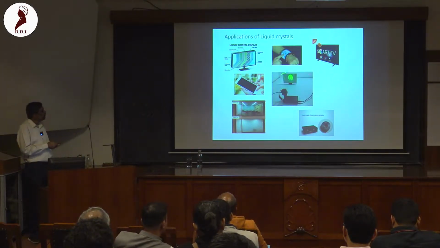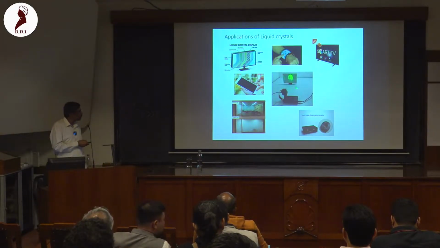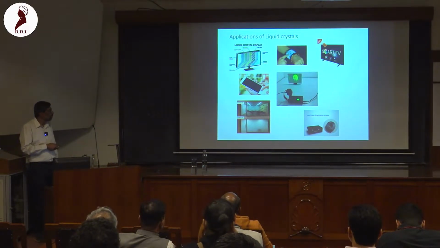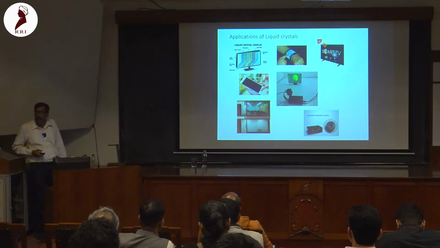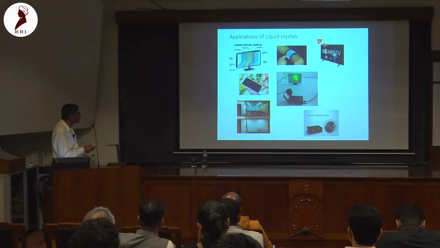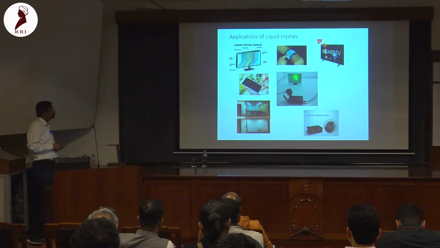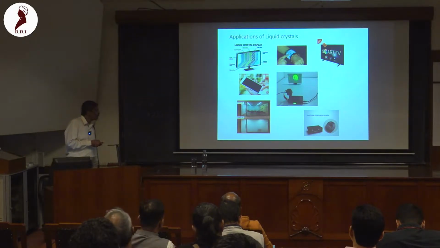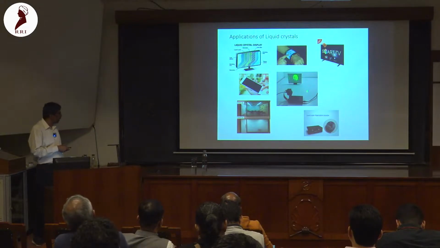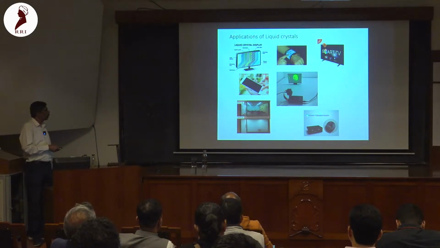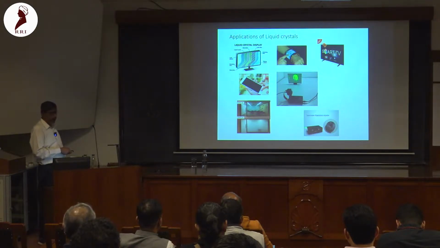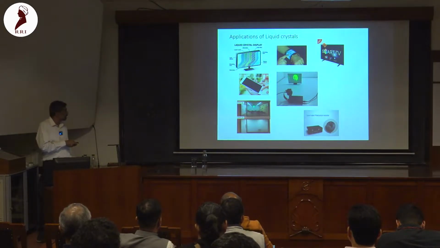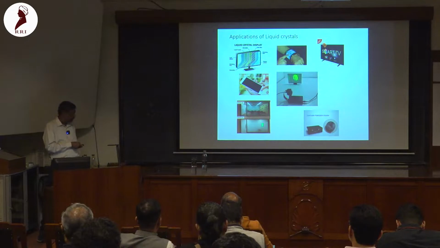Now, Saptarishi was talking about a spatial light modulator. What this machine does is, you give it any image, and it will produce a light of that image. Here, for example, Einstein's image is projected. This kind of spatial light modulator you can make using liquid crystal display devices. Then there is a phase modulator or polarization rotator. Here there is a smart window, where you can change the transparency of the window using applied voltages.